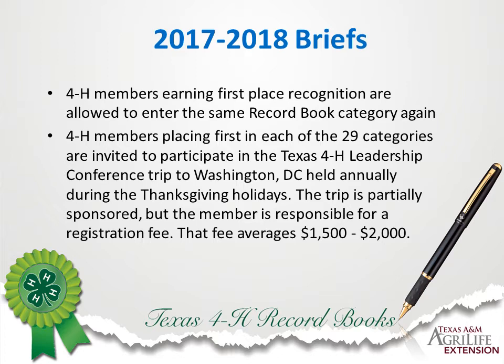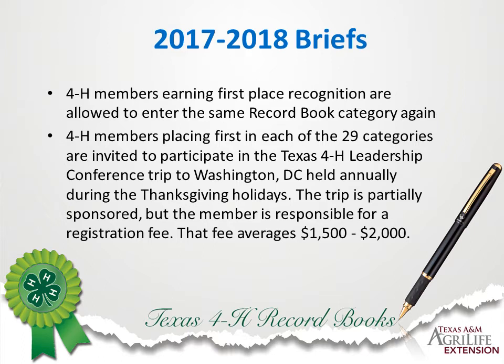All members earning first place recognition are allowed to enter the same record book category the following year. If you win your record book category at the county level, you then qualify to go to the district level. For juniors and intermediates, the district is as far as you can advance. For seniors, if you win your category at the district level, then you advance to the state contest, and this is where the next paragraph comes into play.